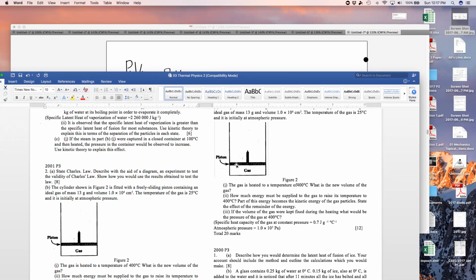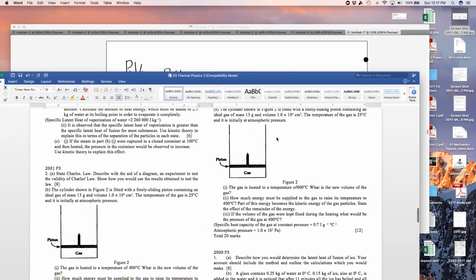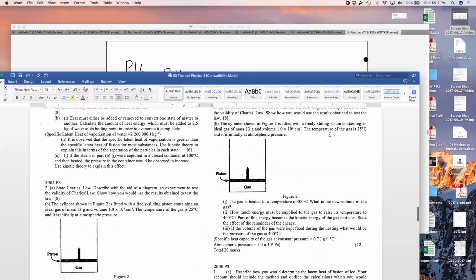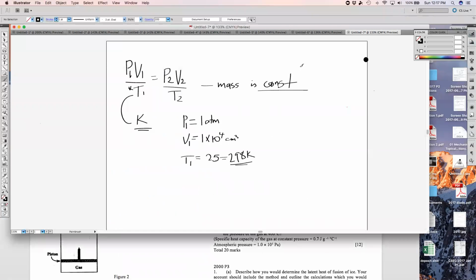Now, because this is a freely sliding piston, meaning that if you were to heat this gas, the pressure will increase and it will push the piston up. That's why it's a freely sliding piston. The piston is not locked. This piston could move. The important thing is the pressure acting here is atmospheric pressure, and the pressure of the gas will always be atmospheric pressure. So the pressure of the gas is in fact a constant.